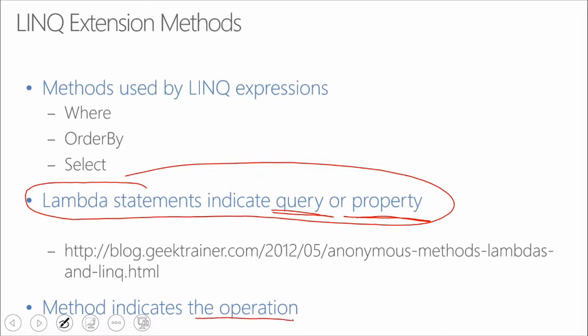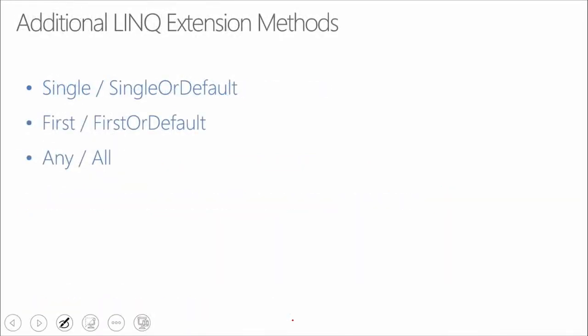And then you'll also notice that the method indicates the operation. Now, the different methods that we have available are way too numerous to list, but there are a couple that are worth highlighting here that I find myself reaching for rather than going off and doing the LINQ query. So you're going to notice that we've got single or default, and then first or default.